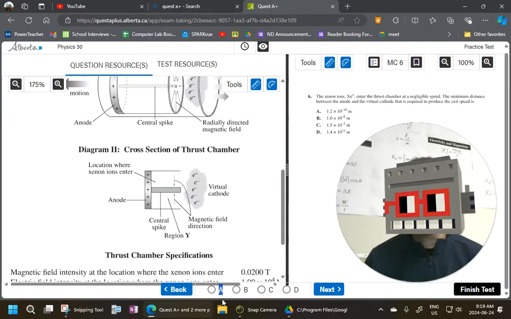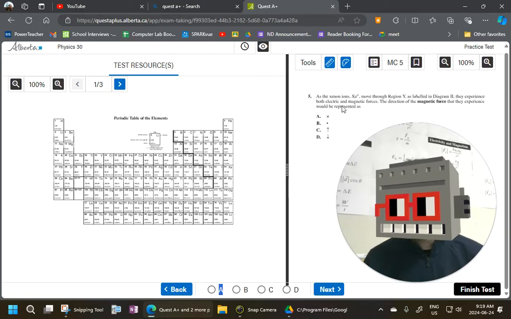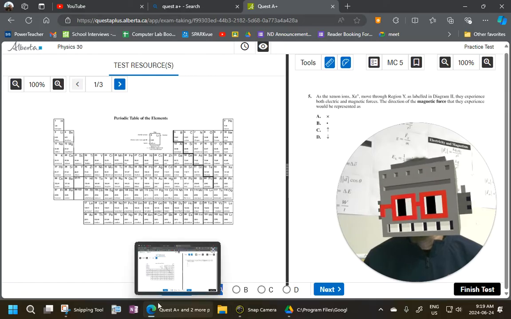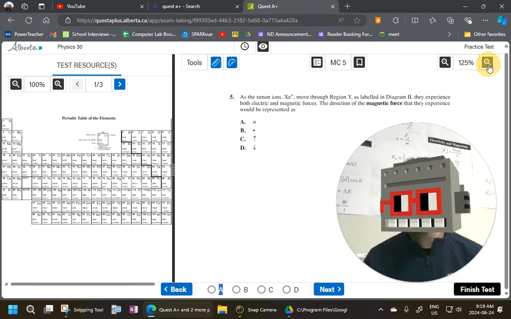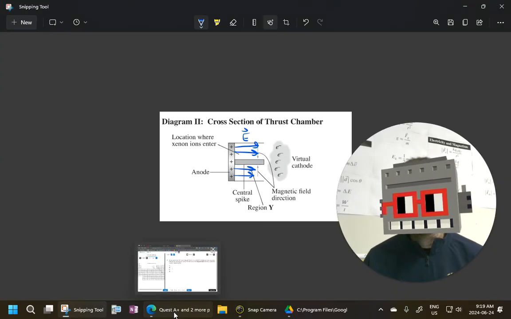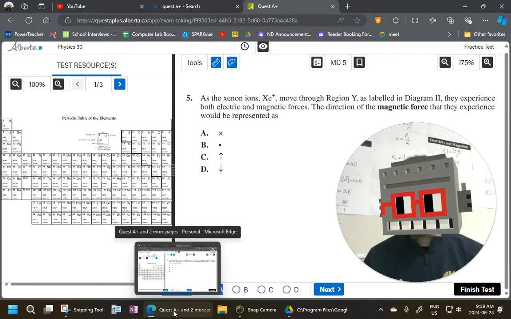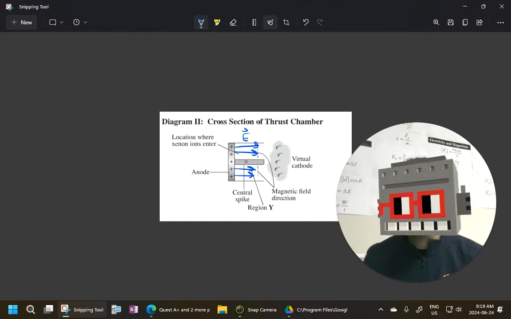All right, so let's go to that question. So A, got a lot of A's so far. Okay, as xenon ions move through region Y, as labeled in diagram 2, it's these positive ions. So I'm looking at this picture here. Okay, so positive ions moving through there. They experience both electric and magnetic force. The direction of the magnetic force they will experience as well. So because they're positive ions, when they move here, this is also going to be the direction of those positive ions because they're repelled by the positive piece. So they're going to be moving that direction.